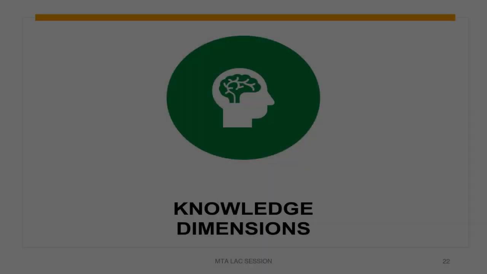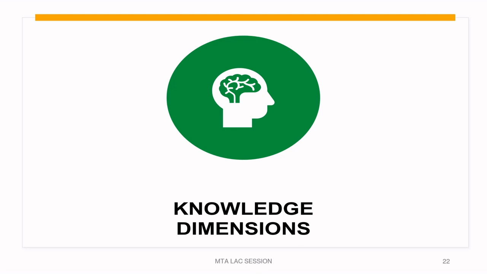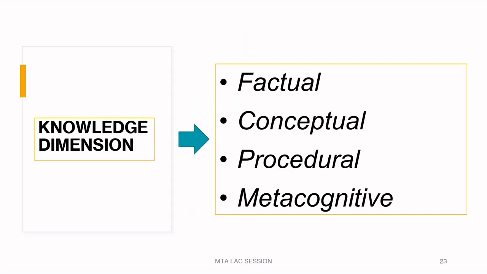This is what we often overlook in TOS and test construction. We are very well versed, I think, when it comes to the cognitive process dimension from remember to create. But when it comes to the knowledge dimension, not everybody knows about it. The knowledge dimension is again categorized into four: factual, conceptual, procedural, and metacognitive.